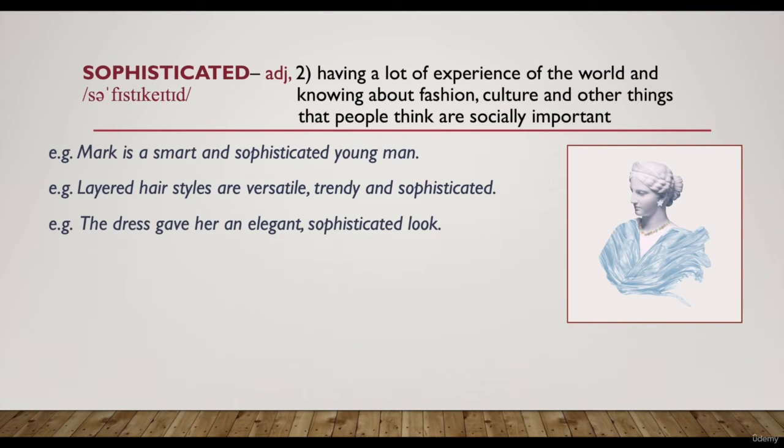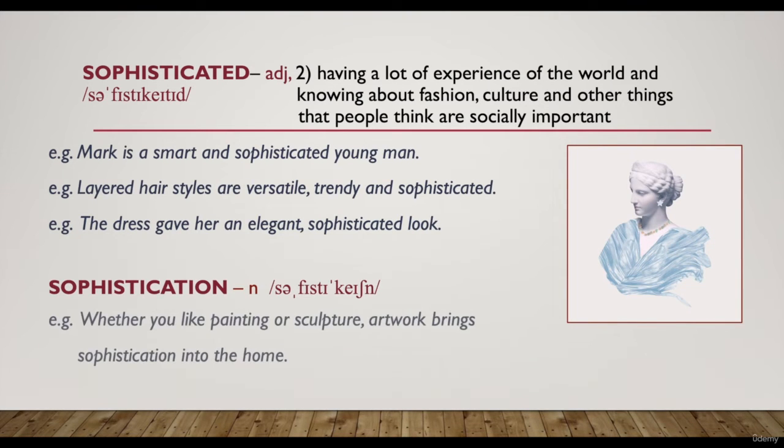And another example, the dress gave her an elegant, sophisticated look. So this woman who was wearing that dress looked sophisticated. She looked like she had a good taste and she knew a lot about fashion. The noun form is once again sophistication, and it will keep the same meaning, the meaning of the adjective.